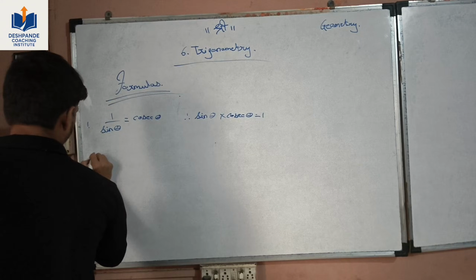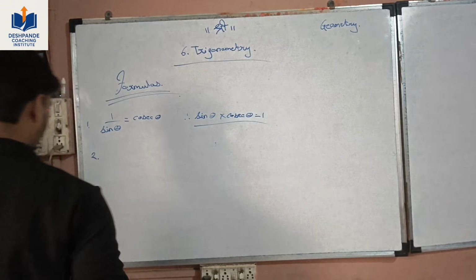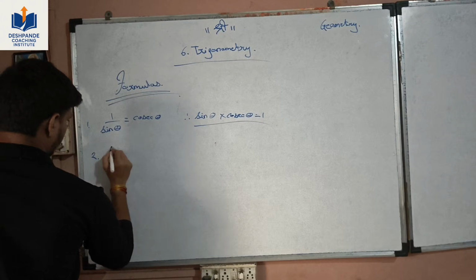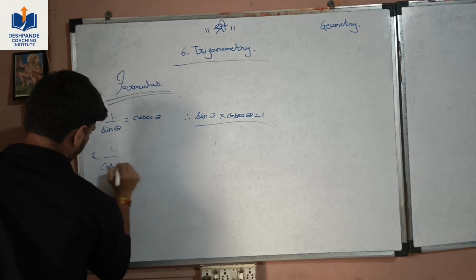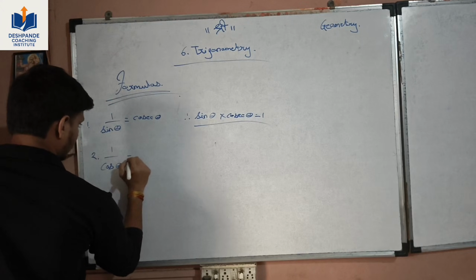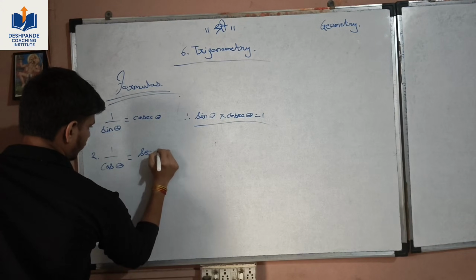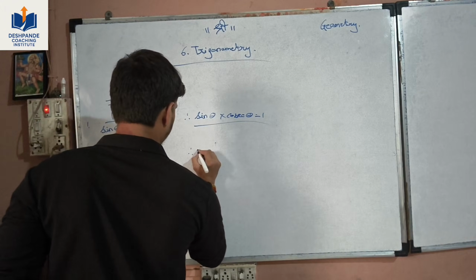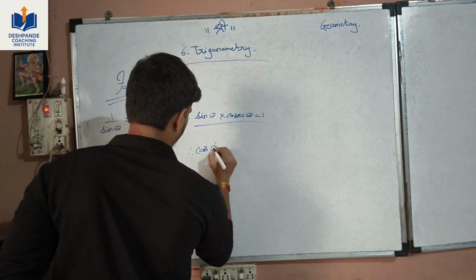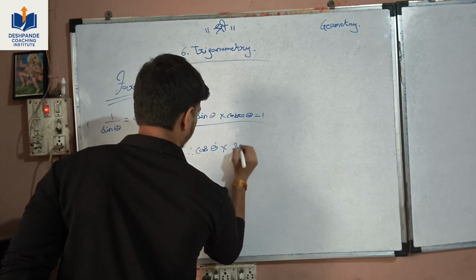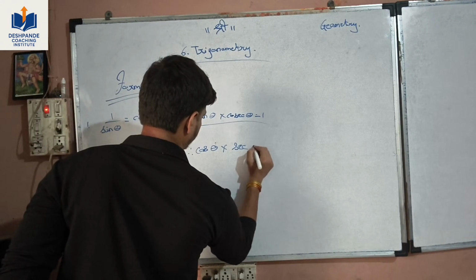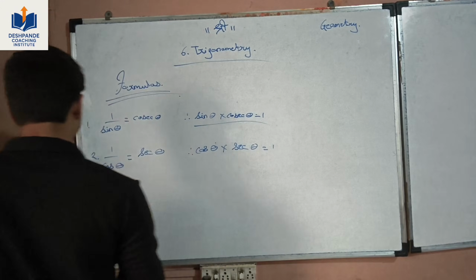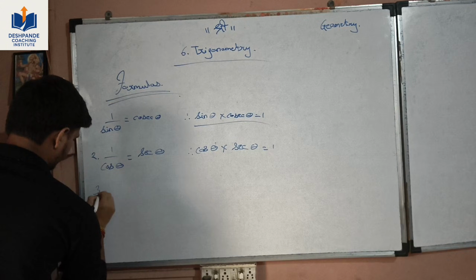We can write the formula in this way also. So what is the second one? 1 upon cos theta is equal to sec theta. We can write this formula as cos theta into sec theta is equal to 1. By this way we can write the formula.